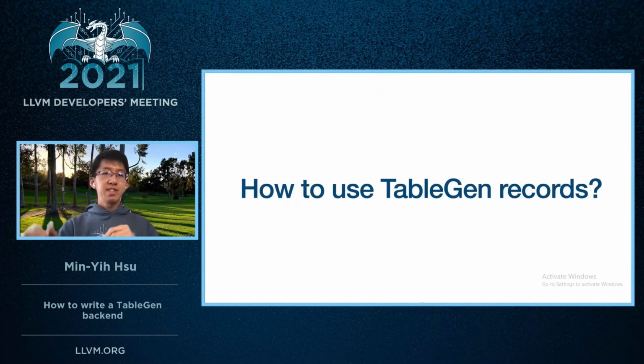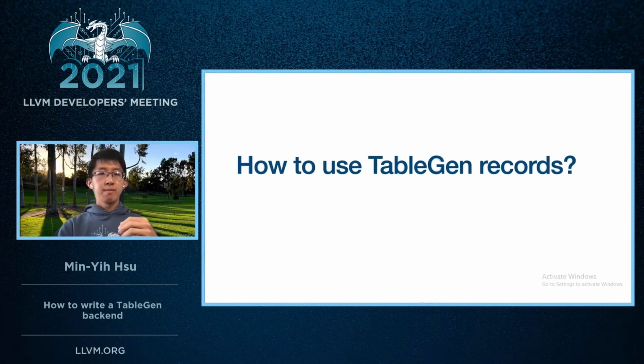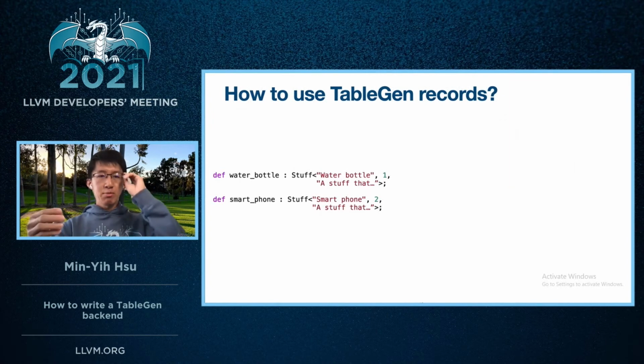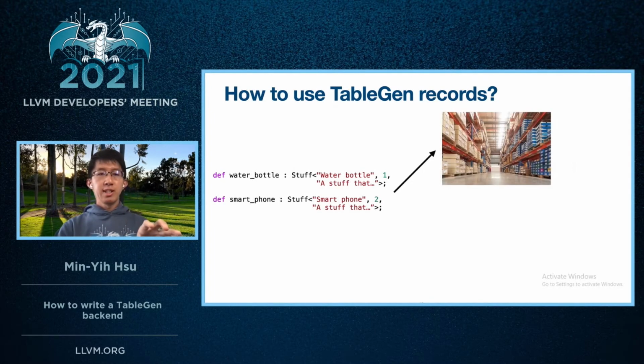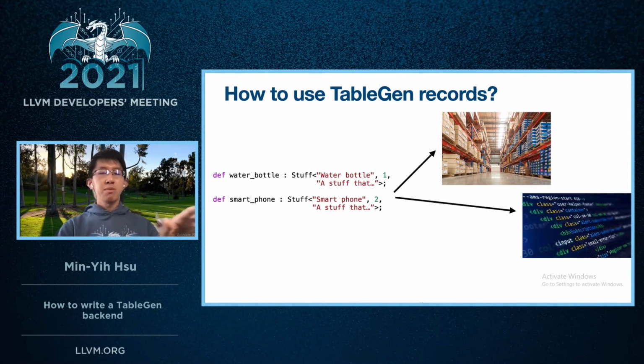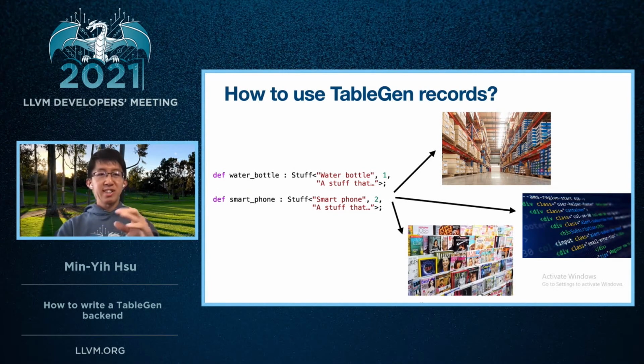So now we have learned the basics of TableGen, but how can we use these TableGen records? For instance, the example records we showed earlier are kind of like merchandise. Let's say you're running a warehouse, you can convert these into electronic records for this warehouse. You can also convert these records into the HTML code of the e-commerce website you're running, or, similar to the e-commerce website, convert them into physical items like shopping catalogs and magazines.